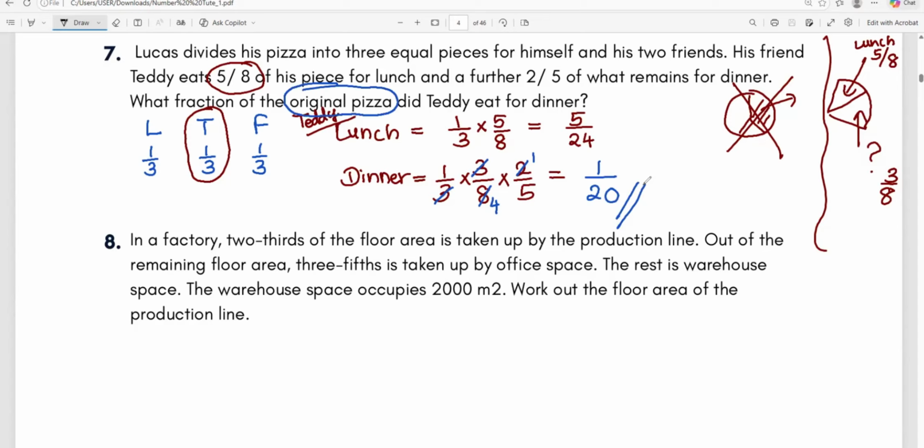If you don't multiply by 1 over 3, then it's not from the original pizza. It is only from the piece Teddy got. So we should multiply by 1 over 3. Who got this answer correct? 1 over 20? You. Others, Viduda, good. Now others, did you understand why we multiply by 1 over 3? Because the question asked to write it from the original pizza.